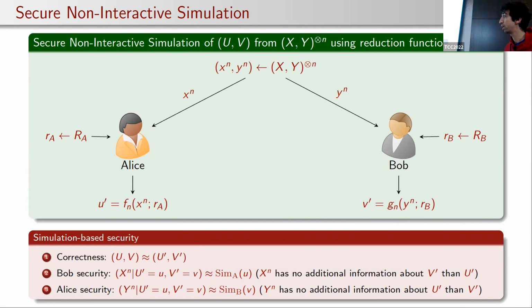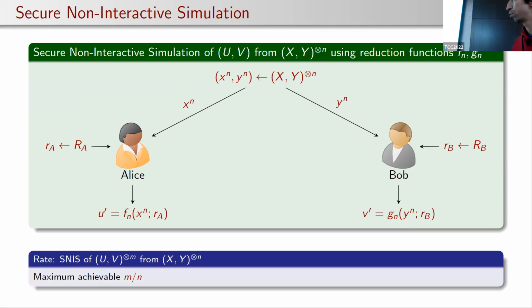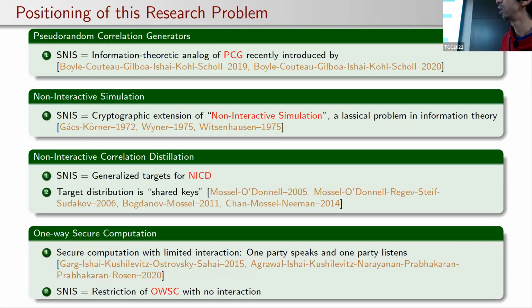And we require that this reduction be secure, which is like, for Bob's security, X^n has no additional information about V' than U'. And similarly, we can define Alice's security. Suppose that Alice and Bob output m samples instead of one sample. What is the maximum achievable ratio of m divided by n? We call it the rate of the SNIS. SNIS is in fact an information-theoretic analog of pseudorandom correlation generators, and it is also related to other problems in information theory and theoretical computer science.